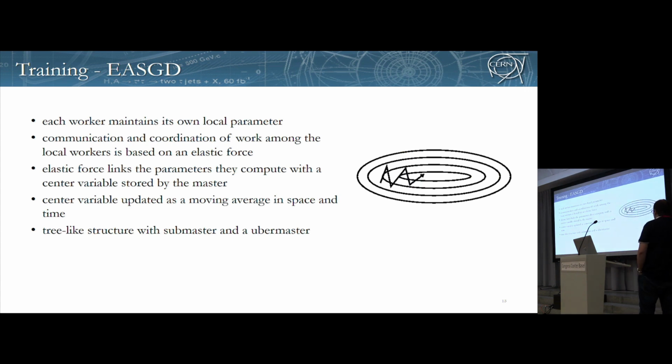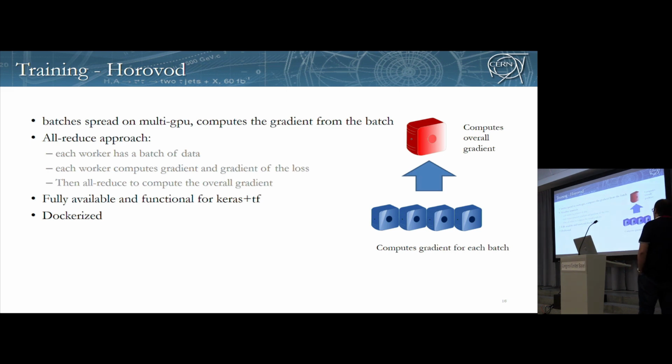The other one is elastic averaging SGD. Basically, using a Lagrangian model, the local workers are described as working under an elastic force, and this elastic force links all the parameters, and you have a central variable stored by the master. This central variable is basically a moving average, a running average in space and time, and you can represent this as a tree-like structure with an Ubermaster and submasters. Then we also contributed to Horovod in order to add more MPI support to it.